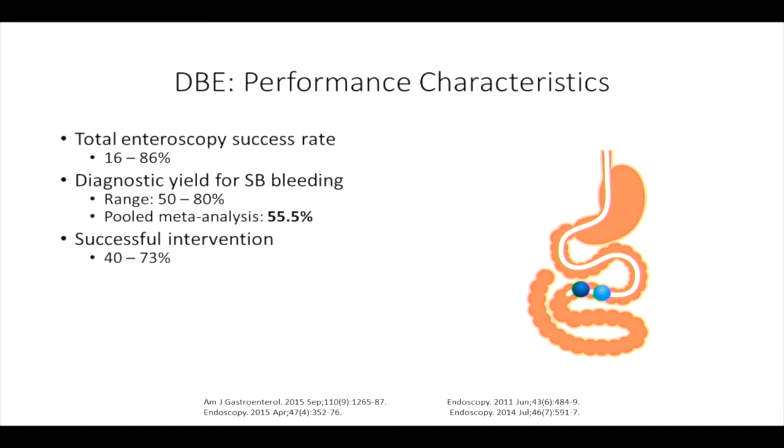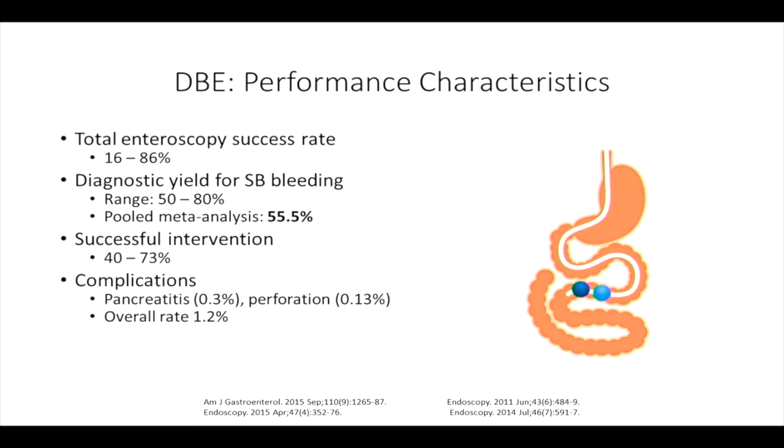And successful intervention can be offered between 40 and 70% of the time. Complication rates are low. Pancreatitis is very, very uncommon, and perforation risk is comparable to that of colonoscopy. But one thing to really note that's really important is that rebleeding rates after therapy with a double balloon enteroscopy is up to a third at 1 year.